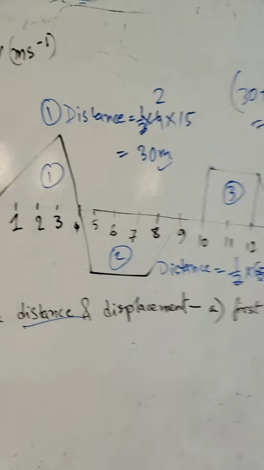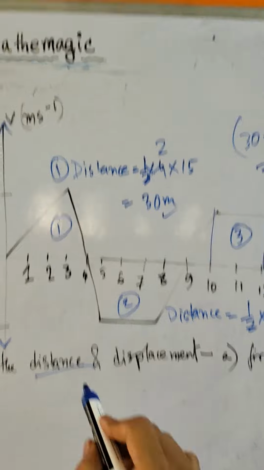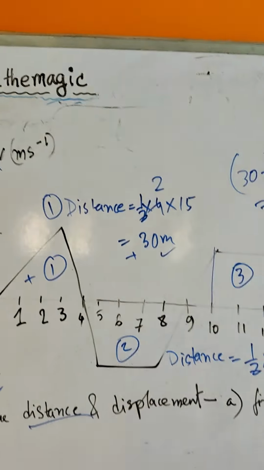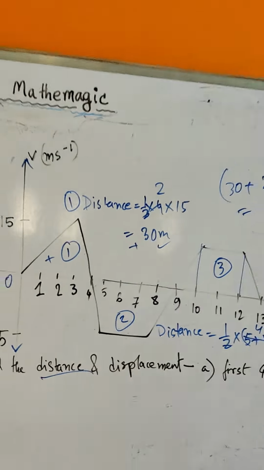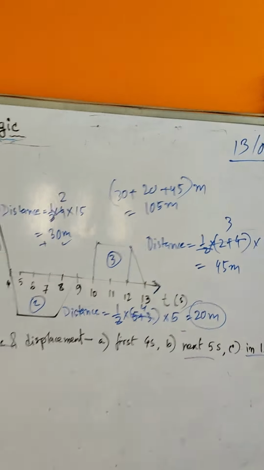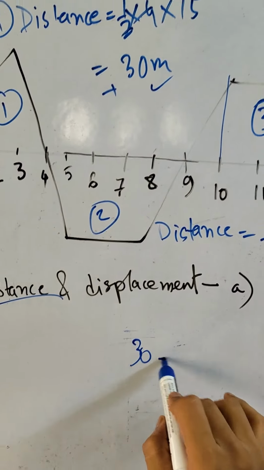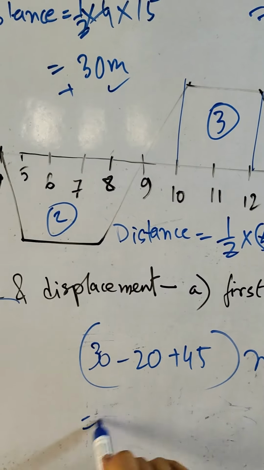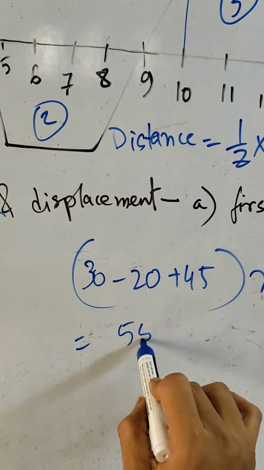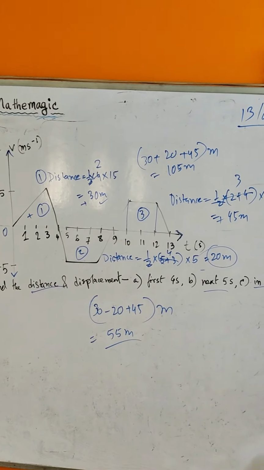Now to find the displacement of the particle throughout the 13 seconds of the whole journey, you have to find the net displacement. As the first movement is positive, we take 30 as plus. But as the second movement was in the opposite direction, we take it as negative displacement, so 20 will be minus. The last one was again a positive displacement, so that will be plus. So 30 minus 20 plus 45 gives the net displacement of the particle, which is 55 meters. That will be the answer for part C of this question, that is the displacement. Okay, I hope all of you have understood.